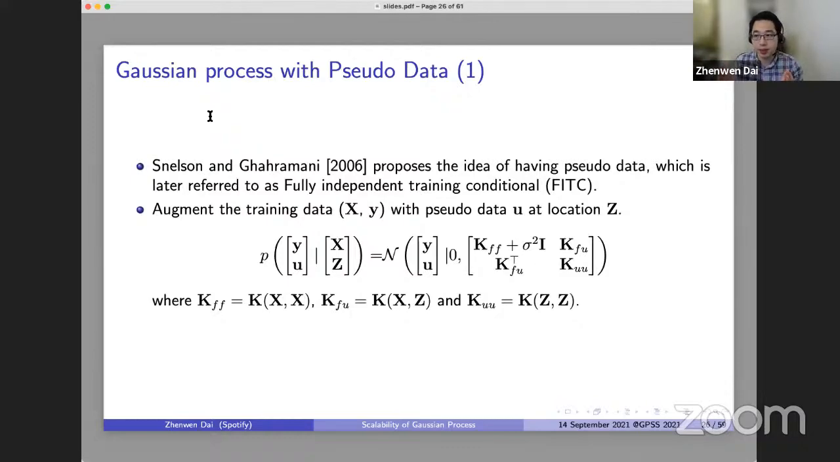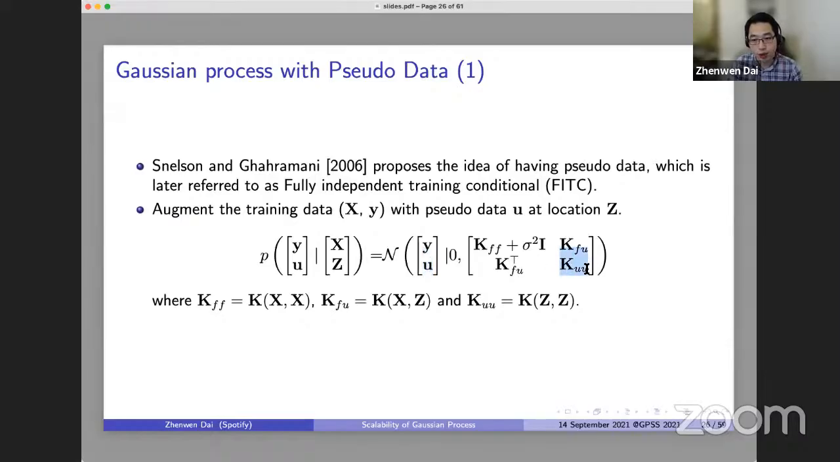If, for the time being, we write a Gaussian process distribution jointly of U and Y, we can write it in the following block matrix formulation, so that it becomes a multivariate normal distribution where the output is a concatenation of Y and U. The mean is again 0, and the covariance matrix becomes a block covariance matrix structure. K_FF plus sigma squared I, because we're assuming Y is noisy and U is noise free. Therefore, there's no sigma squared I there.